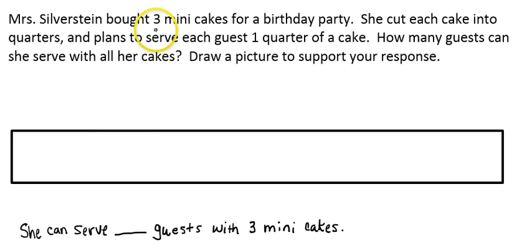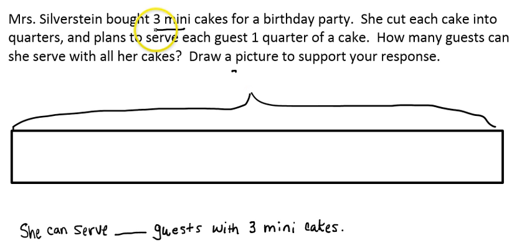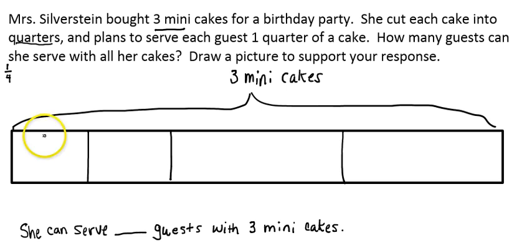Well, since she's starting with the 3 cakes, I'm going to show those cakes on the tape diagram. So I'll label this as 3 mini cakes. And I'll divide the tape into 3 pieces to show each of those cakes. Now it says she cut each cake into quarters. Well, quarters in fractions would be fourths. So I'm going to divide each cake into 4 pieces. So each cake is being divided into quarters.